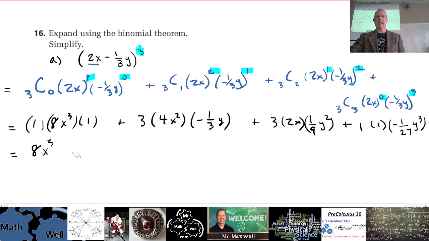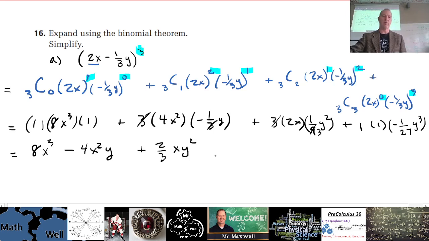I'm going to have a minus here because I have a negative here, and the 3's are going to cancel out or divide out there. So I'm going to have minus 4x squared y. I'm going to have plus 3 over 9, that can be reduced to 1/3, so 2/3 x y squared. And you can put the x and the y squared on top all over the 3 if you want. And then I'm going to have minus 1 over 27y cubed.